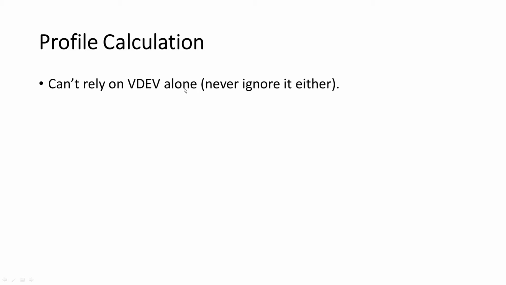So how to calculate the profile? Well, first, you cannot rely on the VDEV. The aircraft has a feature called the VDEV connected to the yo-yo on the primary flight display. And this will give you a clue if you are high or low on profile, but it's not always correct. So you can't really rely on it, but you should never ignore it either, because maybe you are wrong and the VDEV is correct, usually due to an altitude constraint. So you should always pay attention to it.